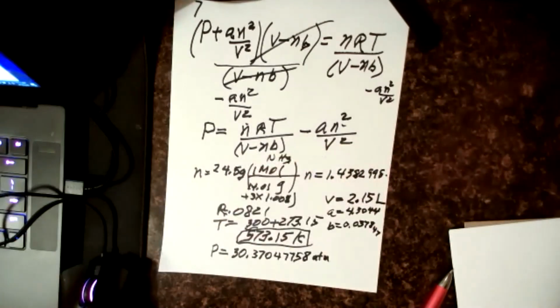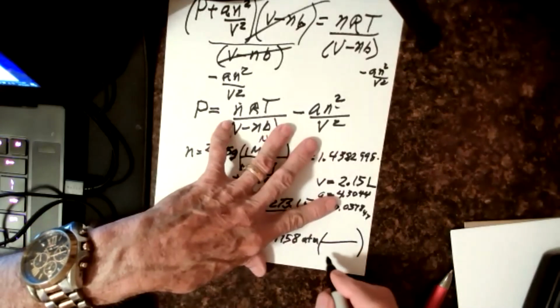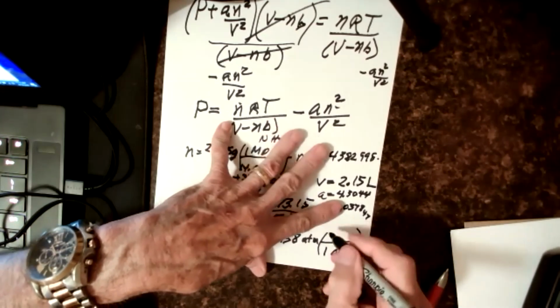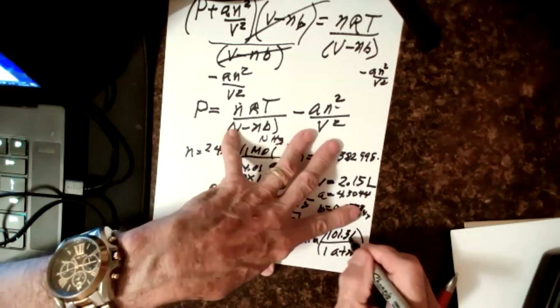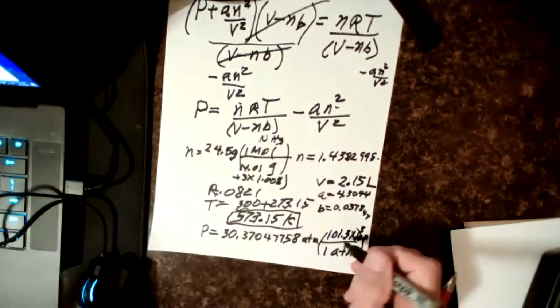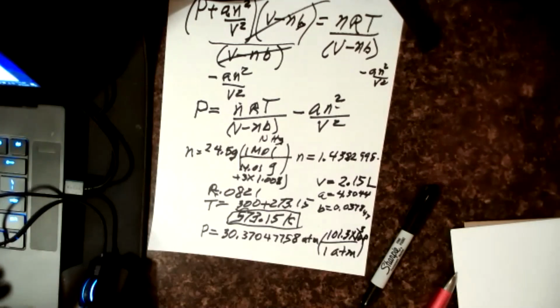I'm looking at the answers. They are pascals. And the conversion is 1 atmosphere, that's 3 significant figures, is 101.3 kilopascals, that's 10 to the third pascals. So I need to multiply that by 101.3 times 10 to the third. So I take that answer times 101.3 exponent 3, and that should give me my answer.